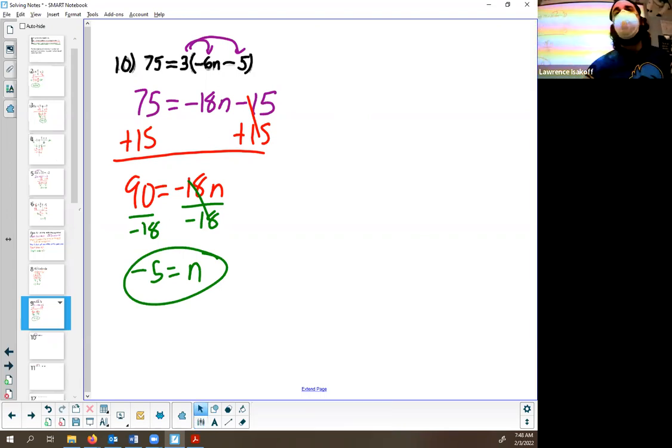And again, if we want to check that, negative 5 times negative 6 would be a positive 30. 30 minus 5 is 25. 25 times 3 is indeed 75.